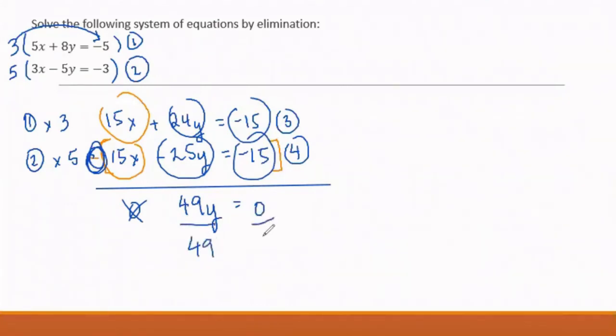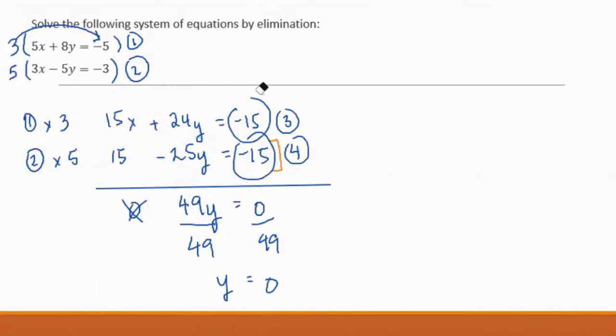It actually doesn't matter that 49 is a bit of an unwieldy number. When I divide both sides by 49, I get y is equal to 0. So pretty tidy. So that's an example where instead of adding the left side and the right side, you subtracted the left side and the right side.